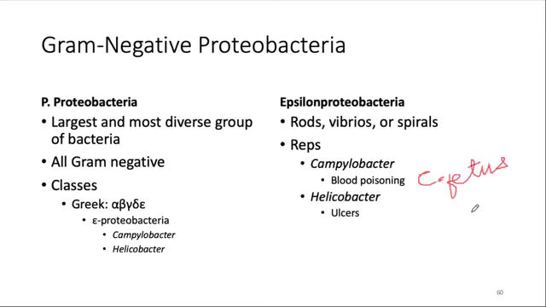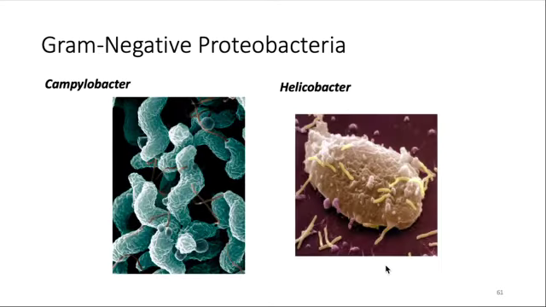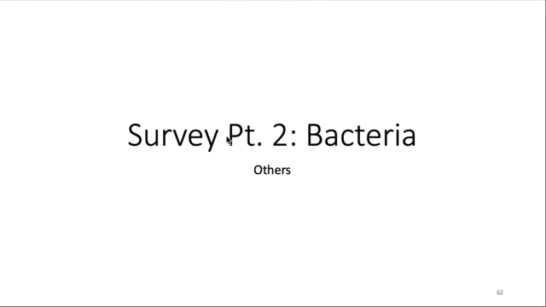So, for instance, Helicobacter pylori is a typical culprit in stomach ulcers. Pylori, so H. pylori. And you see pictures of these two groups of bacteria in here. You can see the curved nature, and you could also see the flagella that are attached.